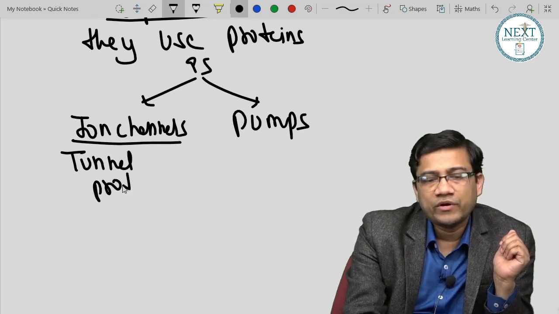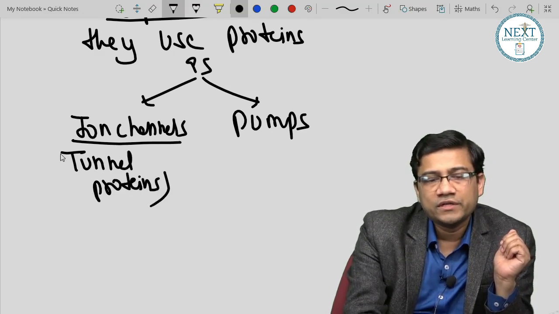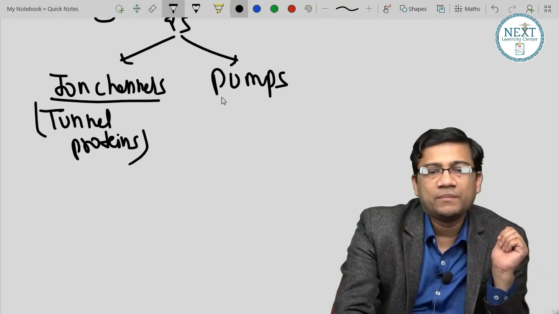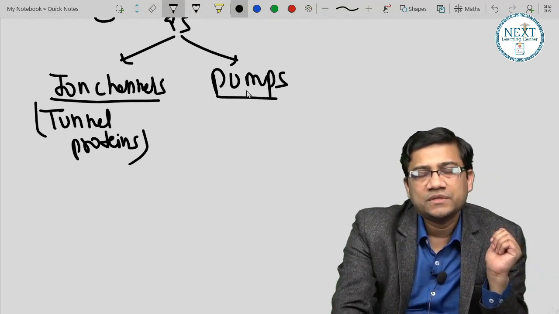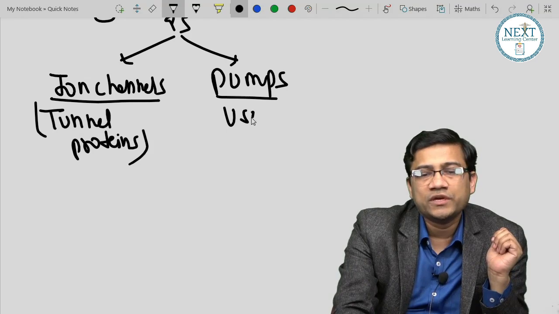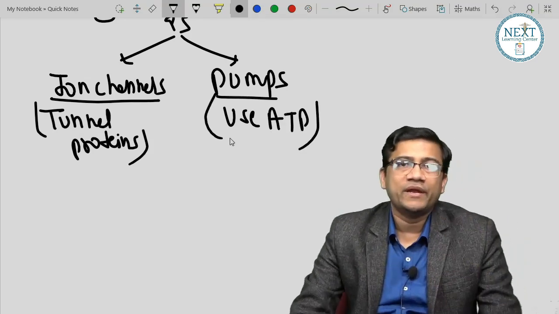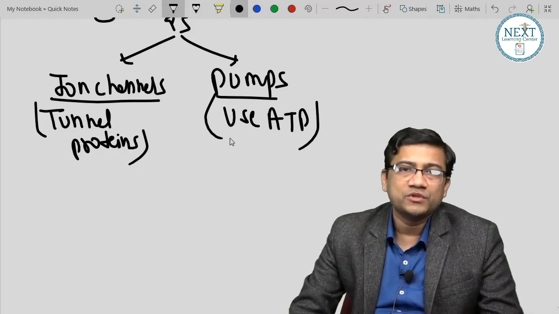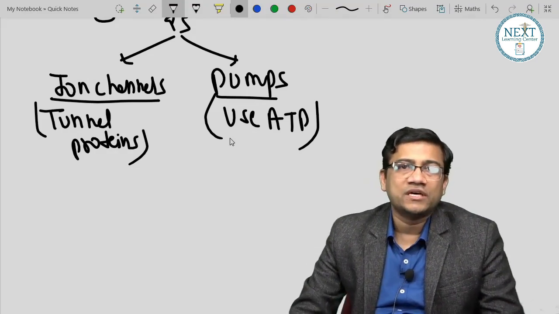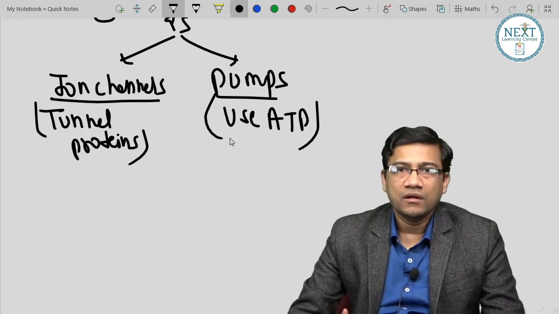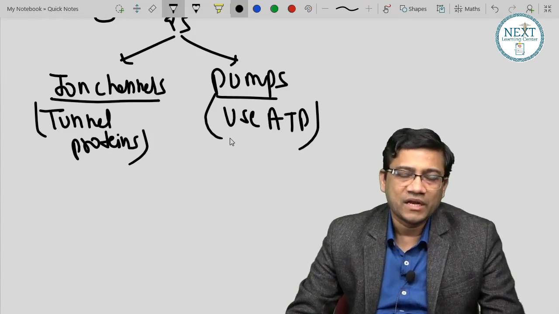So MCQ, what proteins? Tunnel proteins. And pumps are basically having what? The pumps basically use ATP. That's the main property. They use ATP. Okay, so I'll discuss them later in active and passive transport. So pumps use the ATP, and ion channels are basically what? They are tunnel proteins.